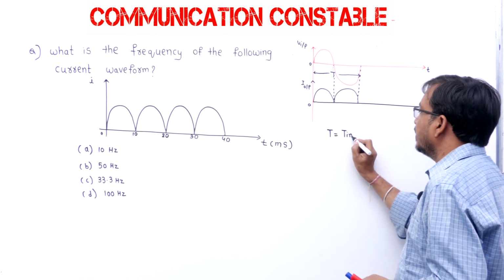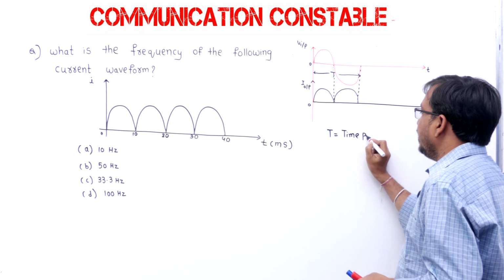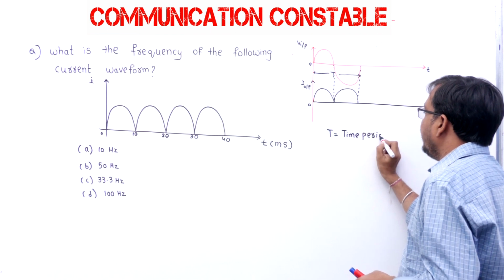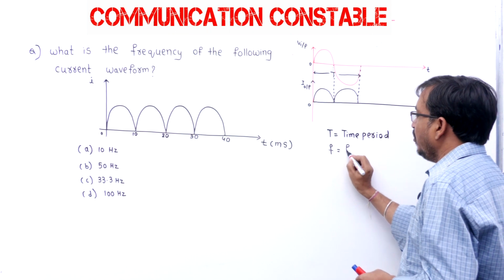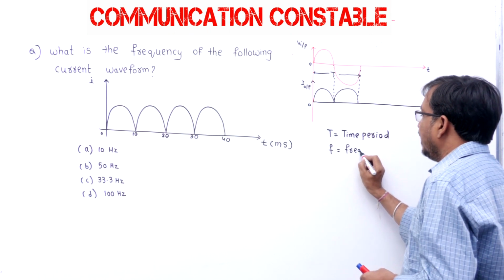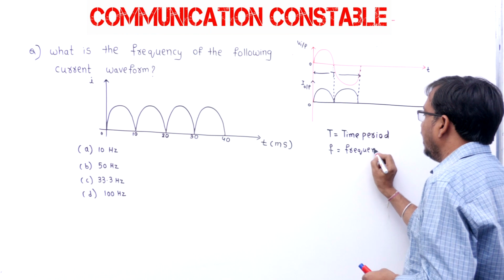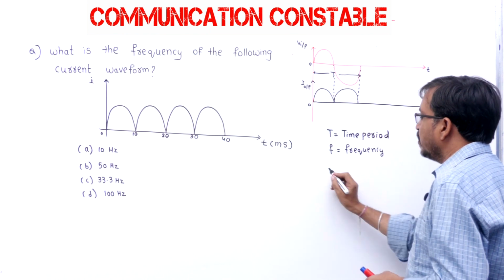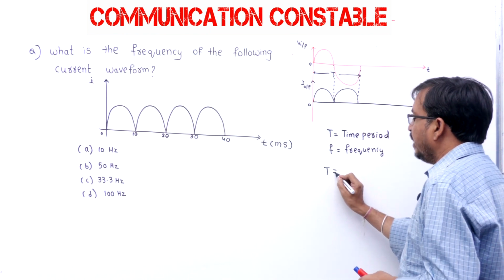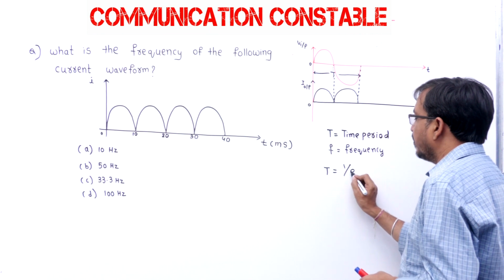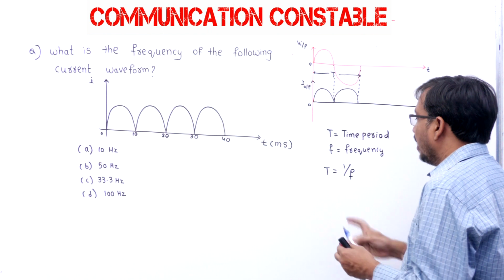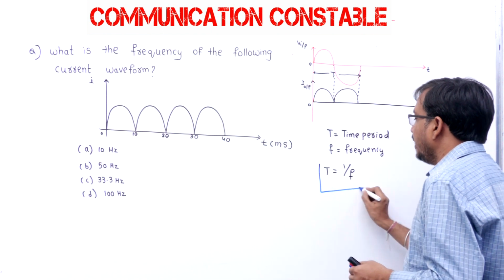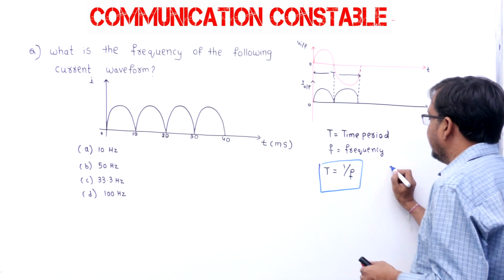T is the time period, and f is the frequency. The relation between time period and frequency is what? Time period T equals 1/f, or frequency equals 1/time period.